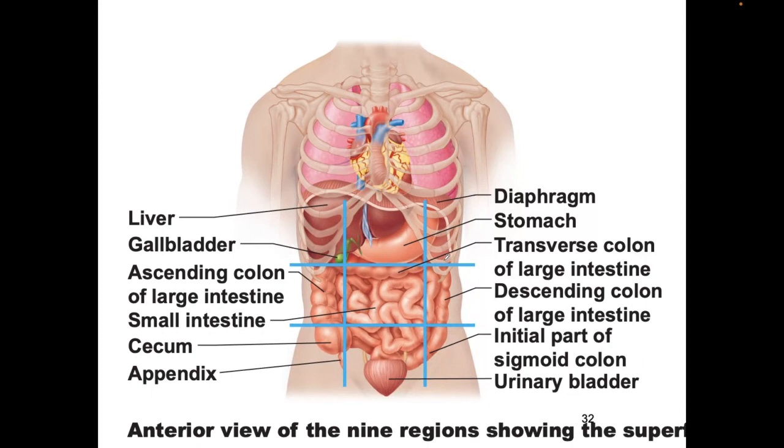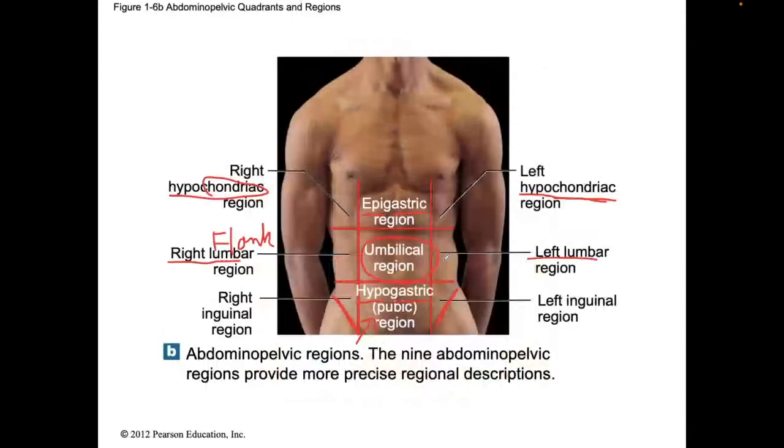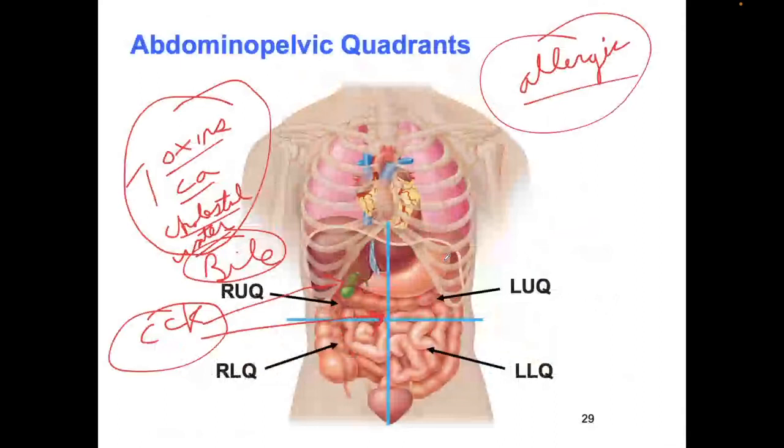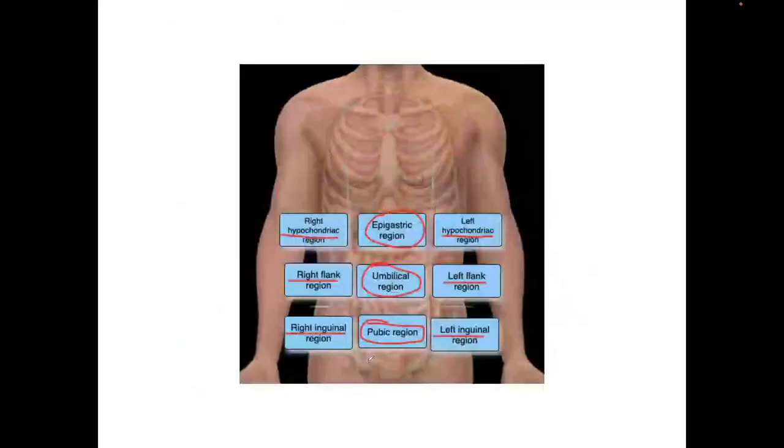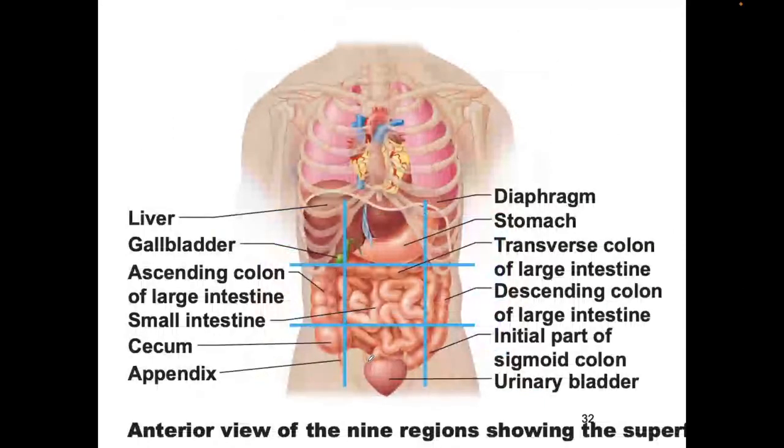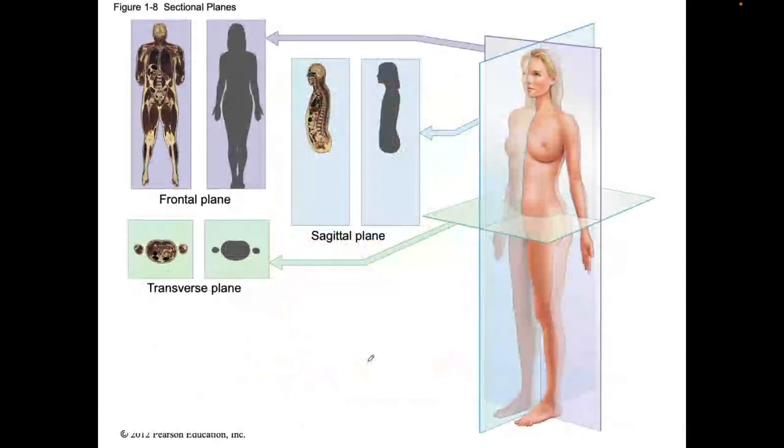Most hospitals, most clinics, they use this quadrant or quads more so than the nine regions. But you should be familiar with them both. Now let's just look at these planes. This is important because a lot of diagnostic imaging is taking pictures of the human body in different planes.